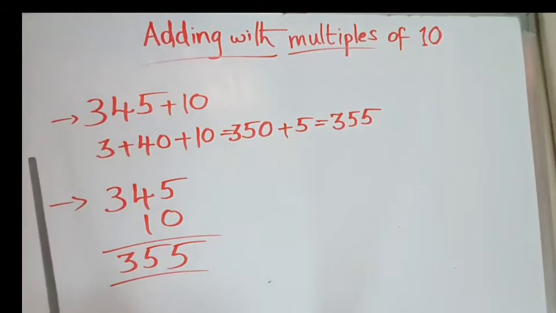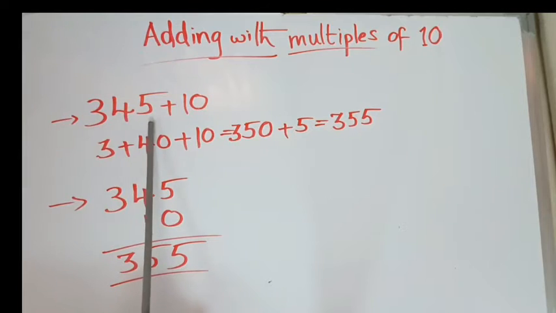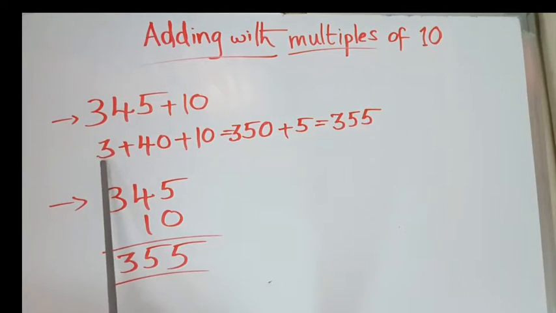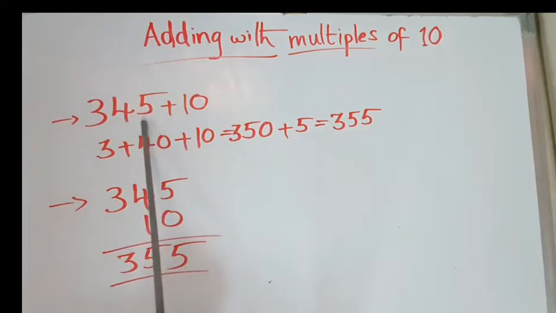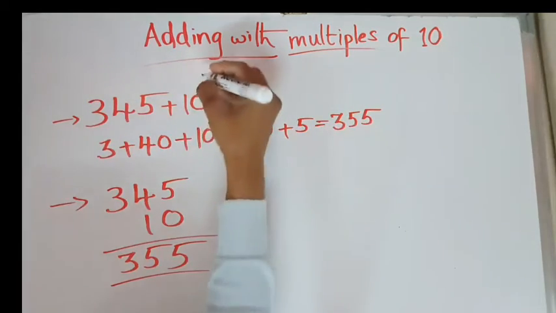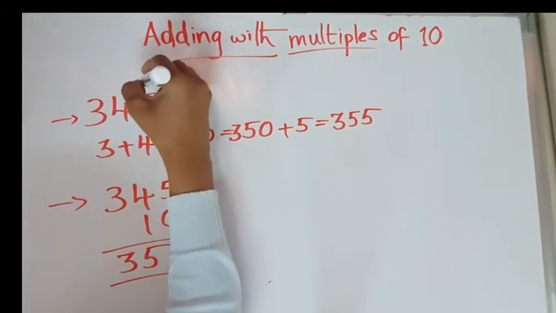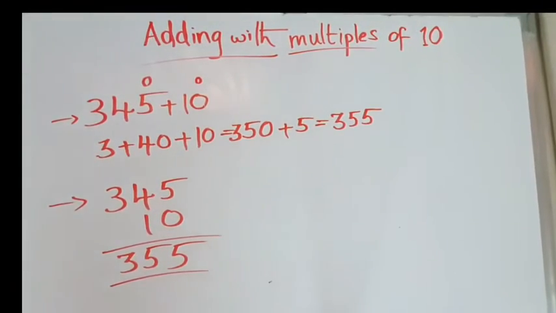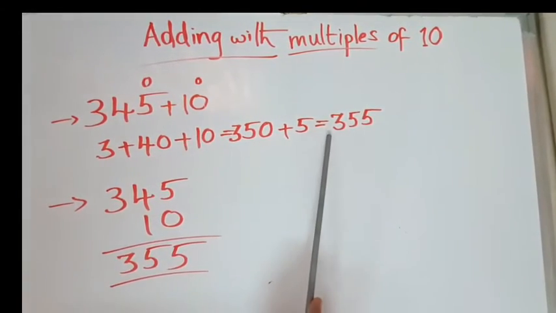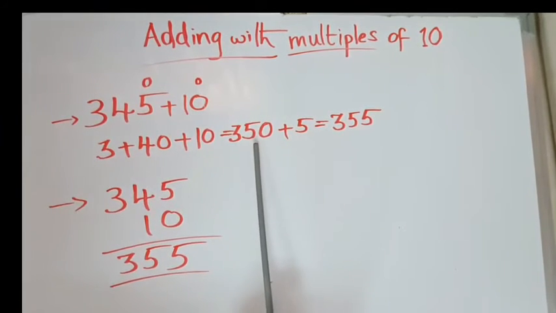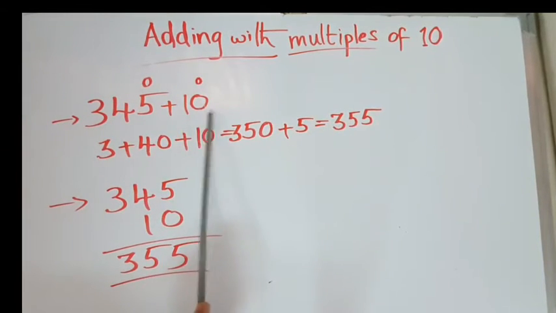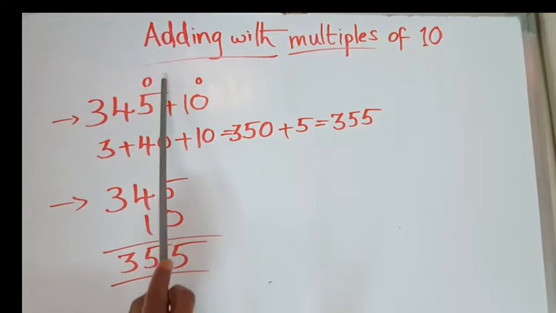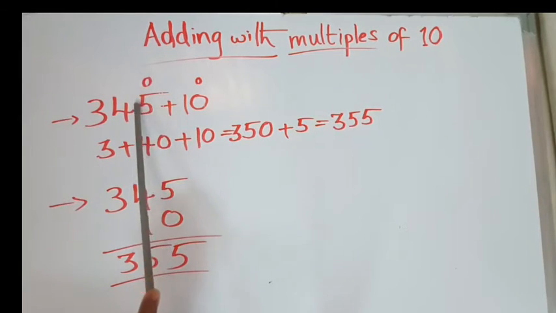Look over here, another sum, 345 plus 10. So 300 plus 40 plus 10. So 340 plus 10, it is 350. Then we have to add here in the place of ones 0, here in the place of ones it is 5. So we have to add 5, and the answer is 355. 50 plus 5, 55. Because there is no digit here, 0. So we add only one digit here in the place of ones.